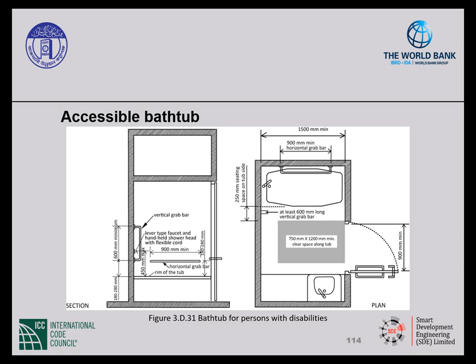The controls for the water should be a lever faucet, should be located a maximum 450 millimeters above the tub rim. Should also provide a handheld shower head with a flexible cord. And we've talked about grab bars. You need to provide a horizontal 900 millimeter long grab bar that's 180 to 280 millimeters above the tub rim, and a vertical grab bar 600 millimeters that's located at the outer edge of the tub with the lowest edge even with the horizontal grab bar.